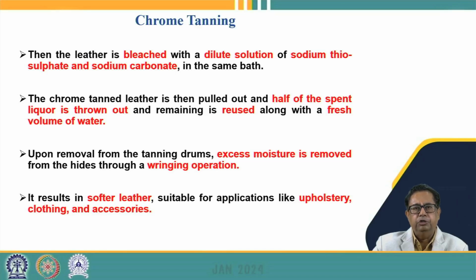After this process, the excess moisture is removed from the hides by an operation called the wringing operation. The wringing operation is similar to how we wring our clothes after bathing. We apply a force in the opposite direction so that the excess water or moisture in the hides can be removed. It also results in soft leather. For example, when we go for applications like upholstery, clothing and other accessories, we generally try to prepare a soft leather so that these items can be made with good quality.